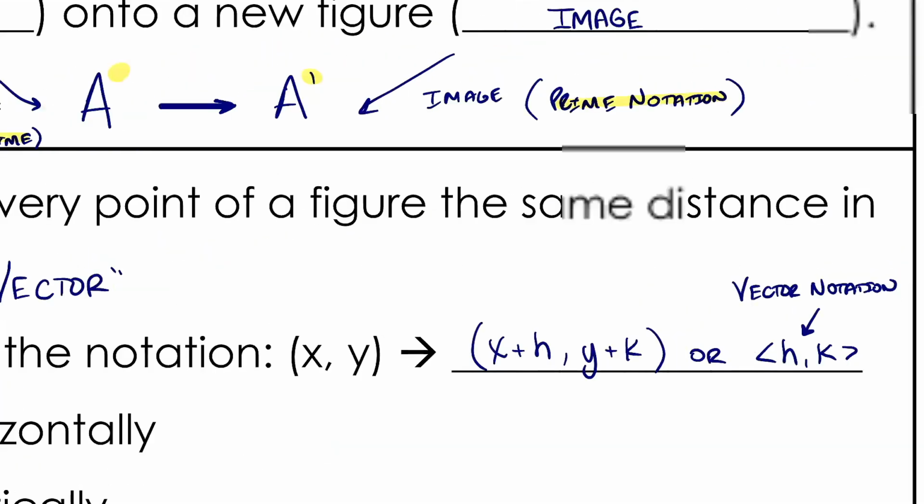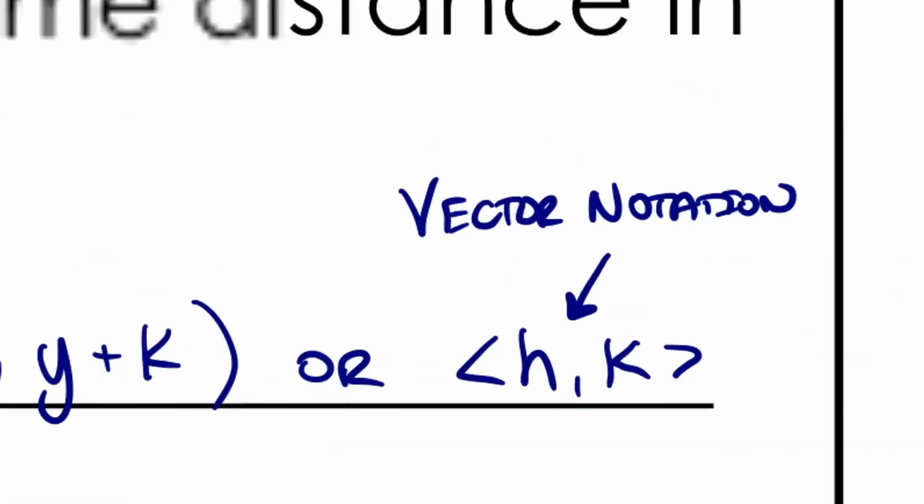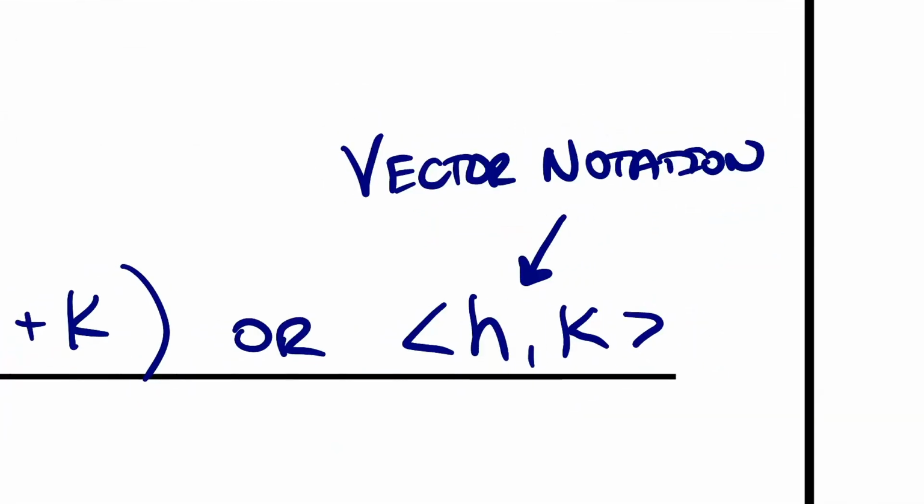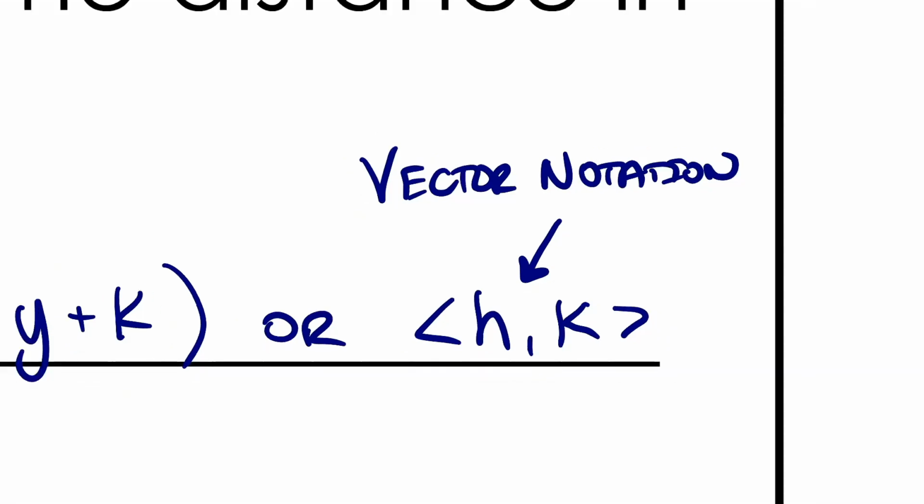You can also see a translation written in vector notation. That's these little brackets here, <h, k>. It takes out the x, it takes out the y, and just tells you what the h and k are.